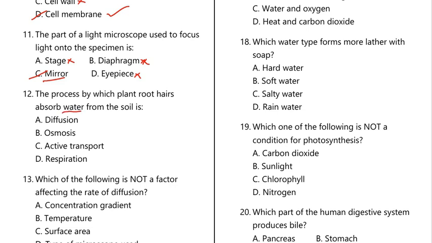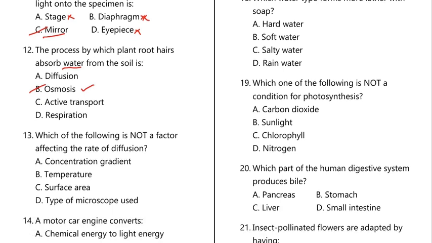12. The process by which plant root hairs absorb water from the soil is, since we have water from the soil, we talk of osmosis. Remember, I gave a definition earlier of osmosis. It is movement of water particles from where they are highly concentrated to where they are lowly concentrated. So osmosis is the absorption of water into the plant.